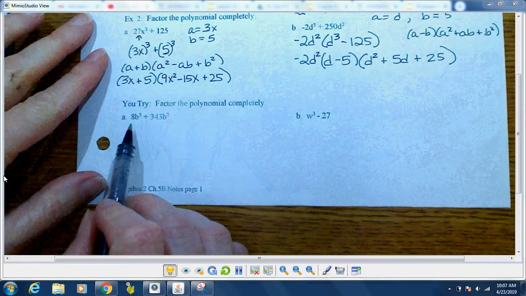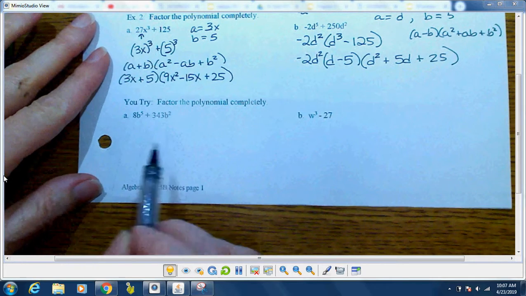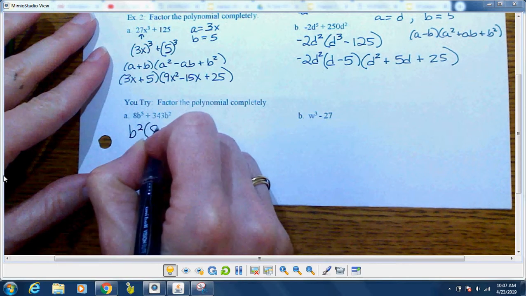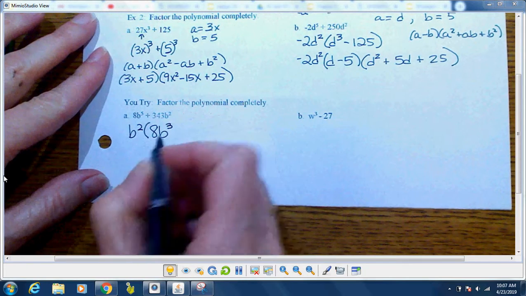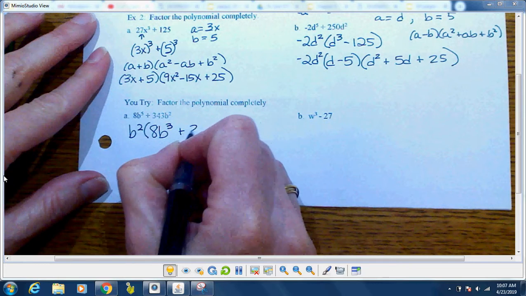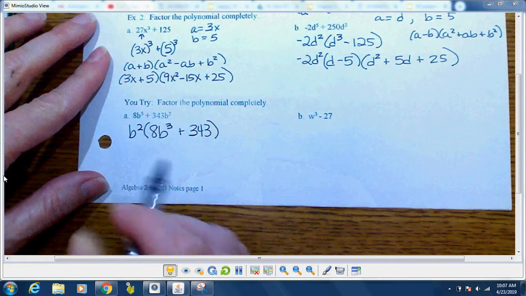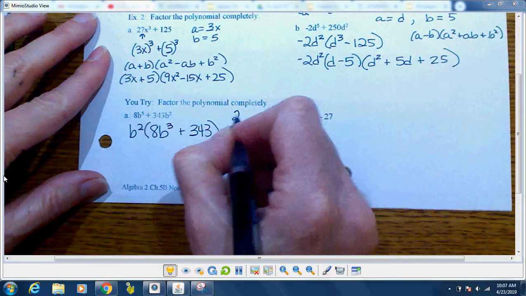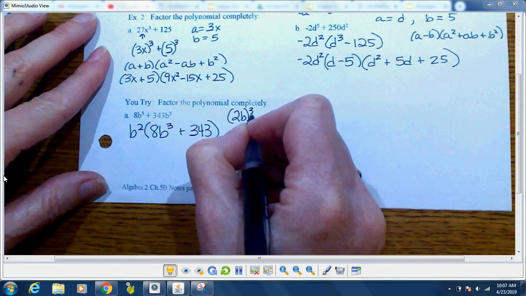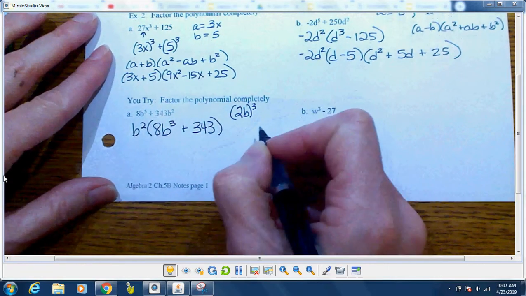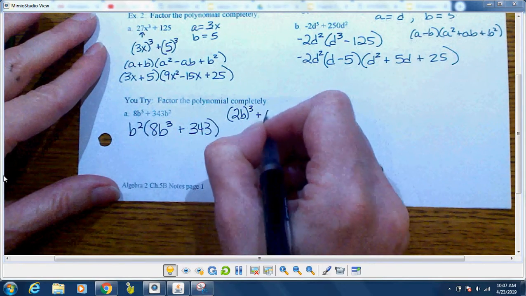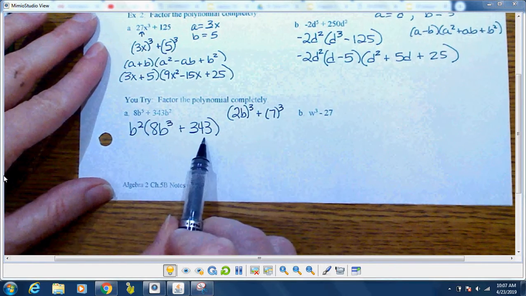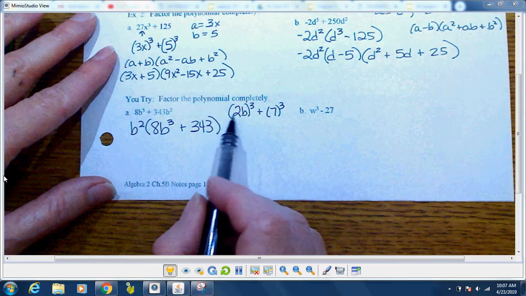All right, the first thing I notice is that I can take a b squared out of both of them. So what I'm left with is 8b cubed plus 343. Okay, so I know that 8 is 2 cubed. So what I have is 2b cubed, or not 2b cubed, sorry, plus 7 cubed. I looked at my cube sheet and I saw that 7 times 7 times 7 is 343. So I'm just going to plug it into the pattern.